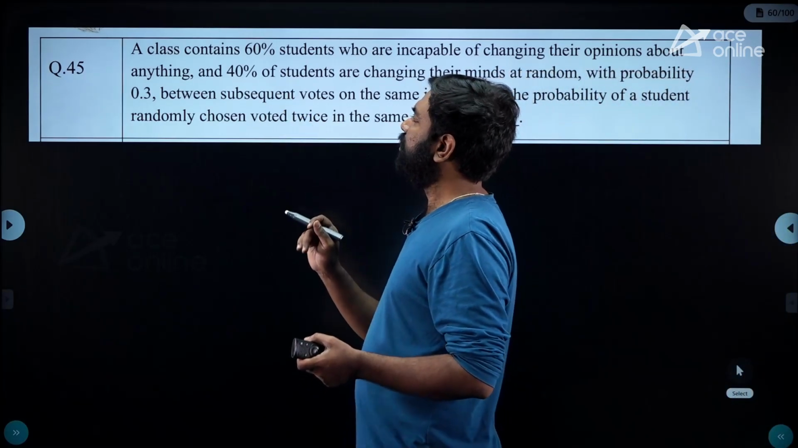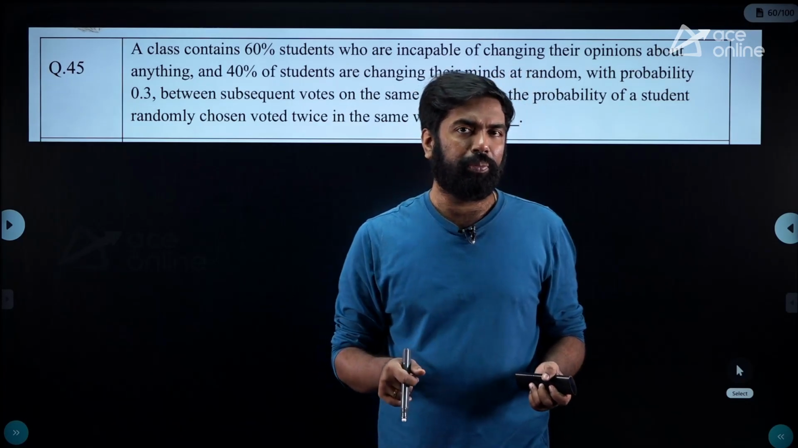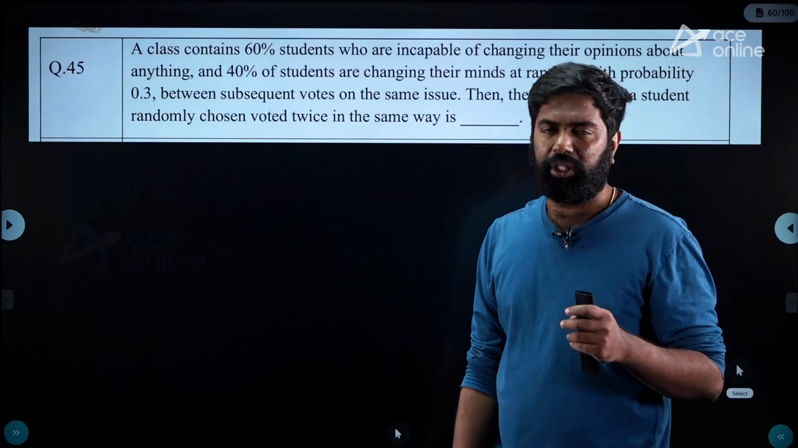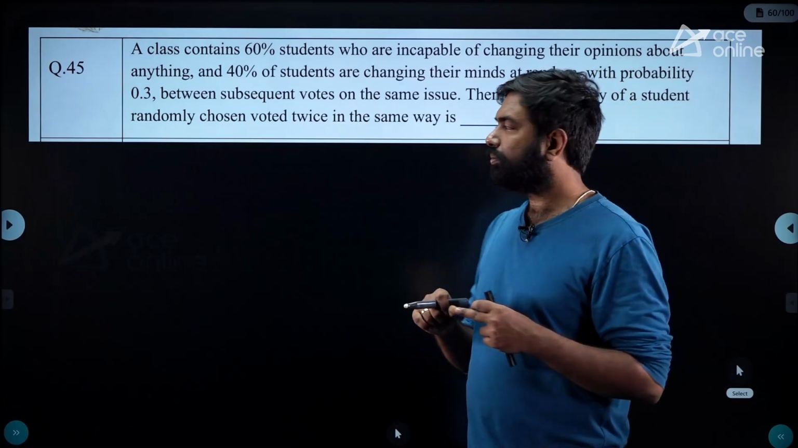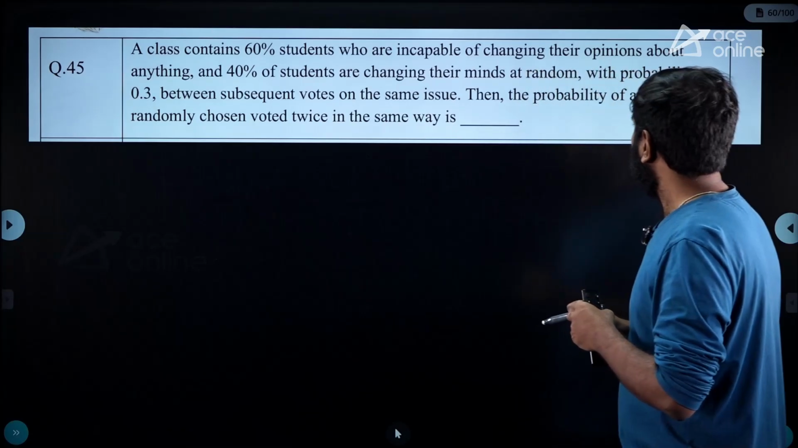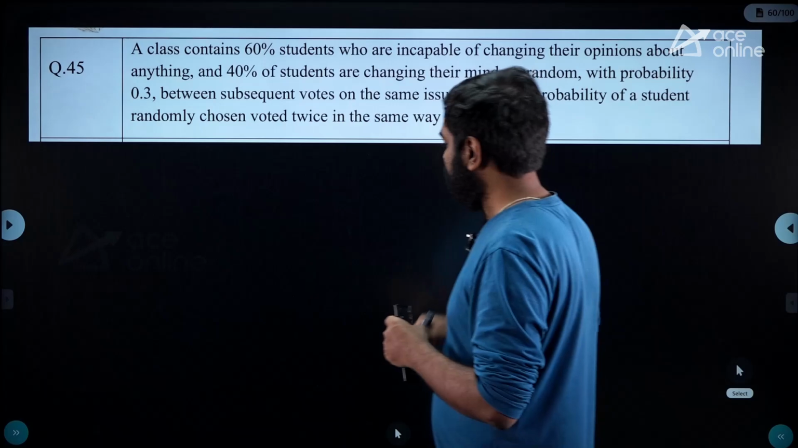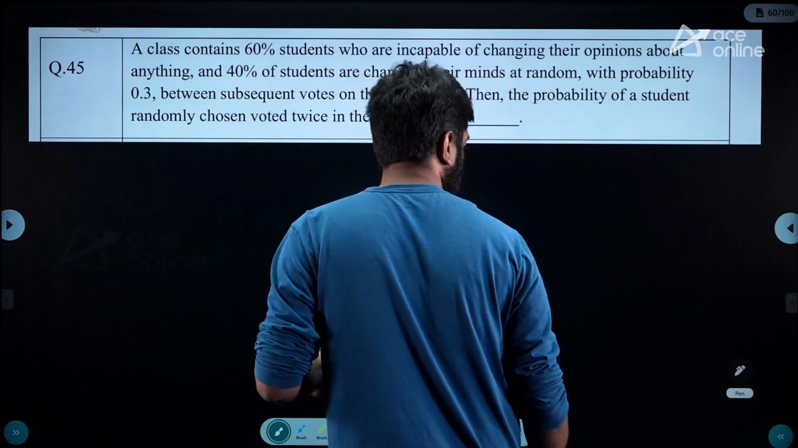So it means the remaining 40%, they all are not changing their opinion. In that 40%, with 0.3 probability, they are changing their opinion. This is a little tricky to decode. The probability of a student randomly chosen voted twice in the same way. Some of you would have already solved this.